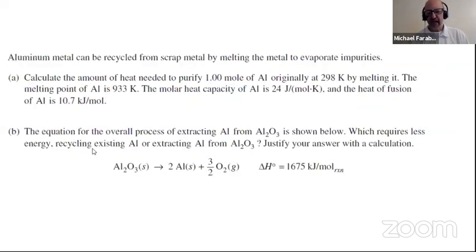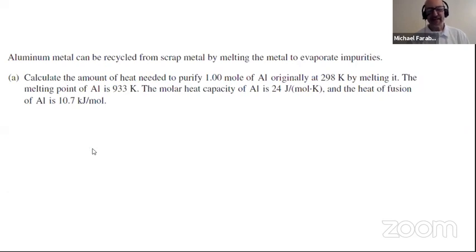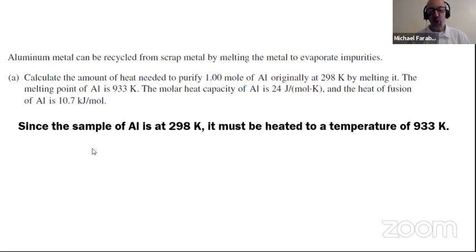All right, another quick AP practice, then we'll get to our homework. Aluminum metal can be recycled from scrap metal by melting the metal to evaporate impurities. Calculate the amount of heat needed to purify 1 mole of aluminum at 298 Kelvin by melting it. The melting point of aluminum is 933 Kelvin. So first we have to actually warm up the aluminum from 298 to 933.